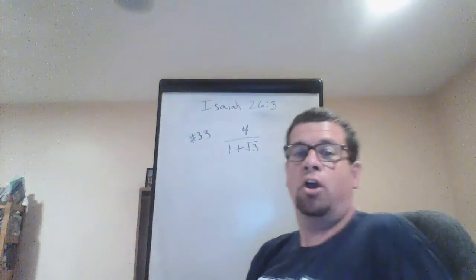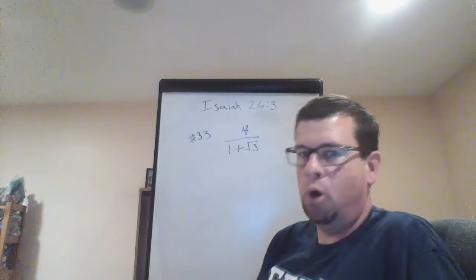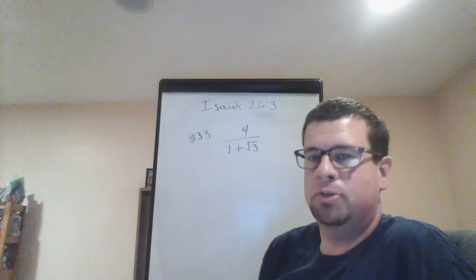Hey guys, looking at another problem here from 6.3, the second part there, page 378. We're going to take a look at problem 33, which starts off looking like this: 4 over 1 plus the square root of 3.